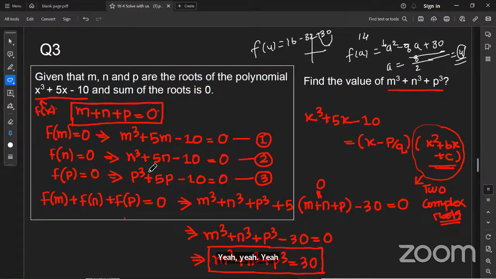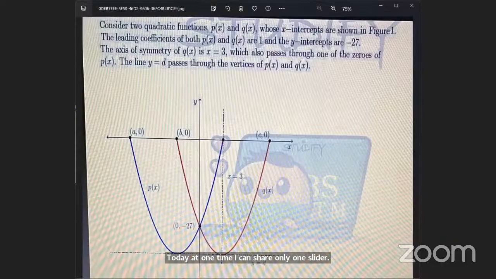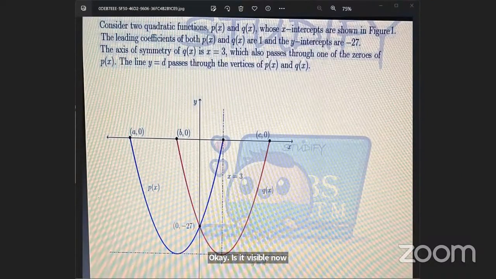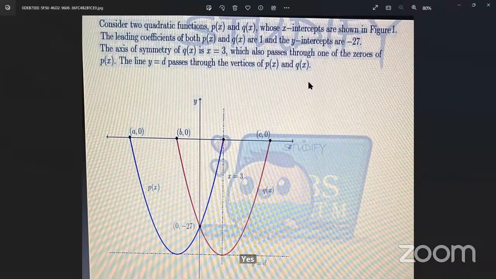Okay, sir. So consider two quadratic. Mayank, your question is visible. Are you guys able to see? Sir, can you share it? Sir, the question is not visible on your screen. Just a minute, I am trying. Actually, at one time I can share only one slide. Is it visible now? Yes, sir, visible. Now I can't write here.